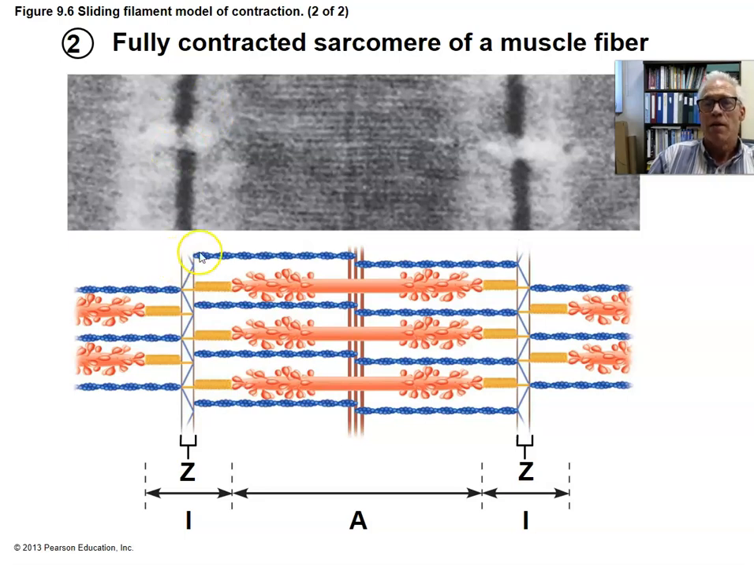And an epiphany occurred when someone realized that what was happening is the actin filaments were being pulled towards the center of the sarcomere. The Z discs are being pulled closer together during the process of muscle contraction. The microfilaments are sliding along one another and doing work.